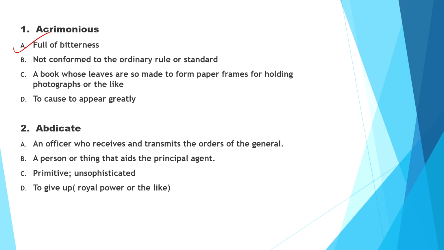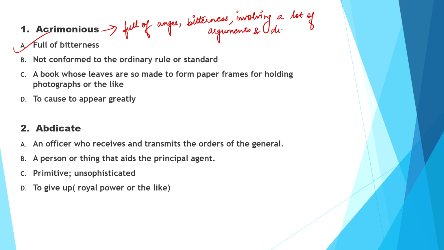Fine. So, let me write down the meaning of acrimonious. Full of anger, bitterness, comma, involving a lot of arguments and disagreements. Fine. So, clearly option A, that is full of bitterness, is the correct answer. Fine. I hope it's clear. Now, moving on, solve the next one.